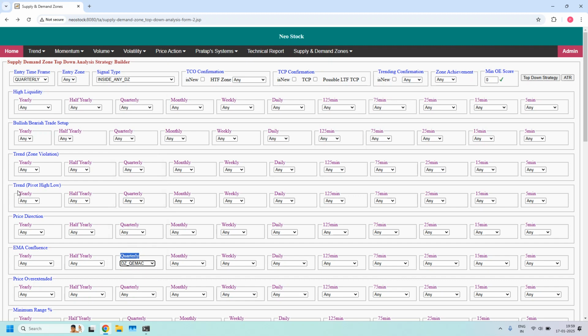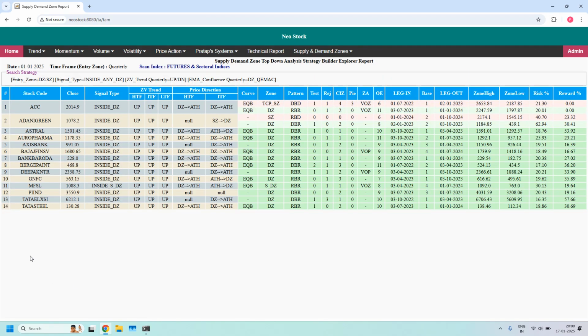So that is the reason why in the trend at quarterly time frame, I am selecting either up or down but ignoring sideways. See, we got 14 stocks. All these 14 quarterly demand zones are having quarterly EMA confluence, and also current price closed inside the quarterly demand zone.